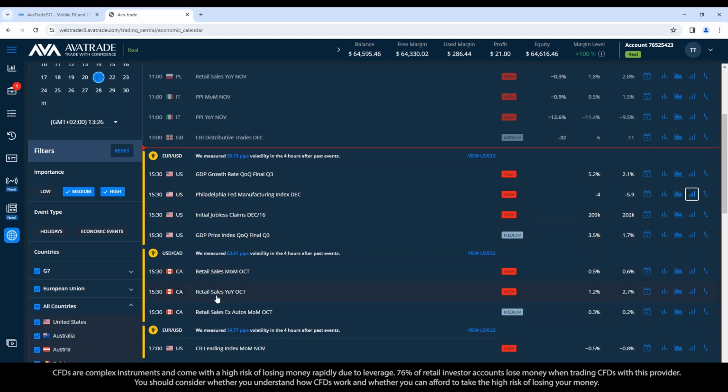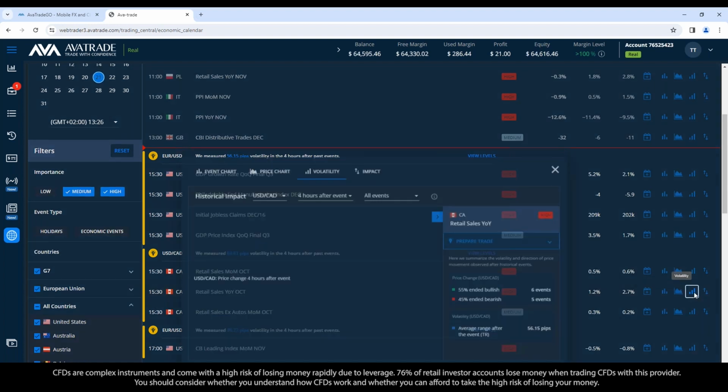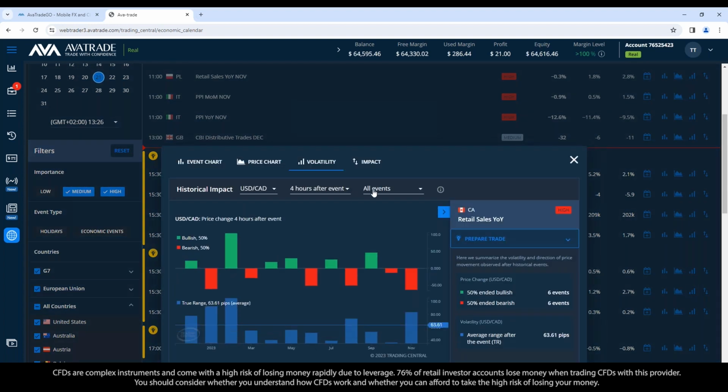So, an example, if I look at the Canadian retail sales, a lot of times I will see not a huge difference. If this comes in above forecast, the results are 50-50. Even though the data on retail sales in Canada on these announcements came in better than expected, above forecast, the results half the time went up and half the time went down.